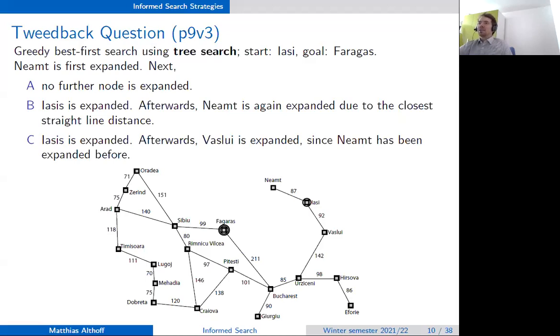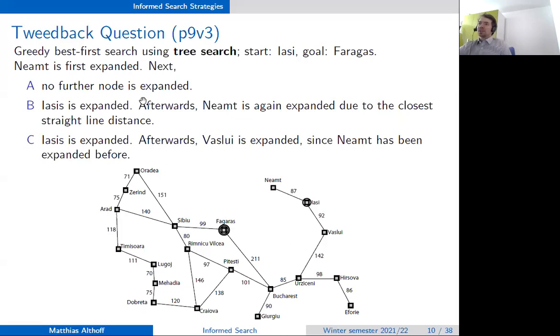So this is an ABC question. Here you see again the map of Romania. So we start in Iasi and we want to go to Fagaras. And now the question is, what happens next? So first, Niemt is expanded. So we first go to Niemt. Why? Because it has a shorter straight line distance compared to Vaslui. And then what happens next?